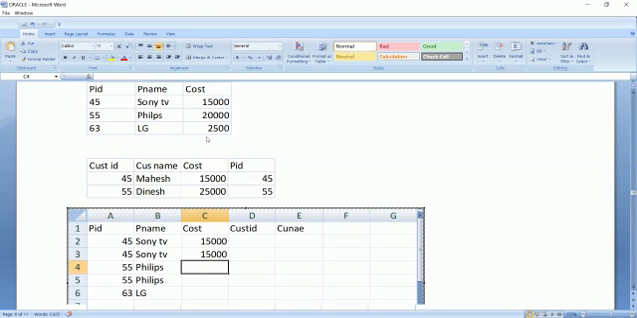You'll understand better once you get to the joins topic. At that time you will understand it better than this.